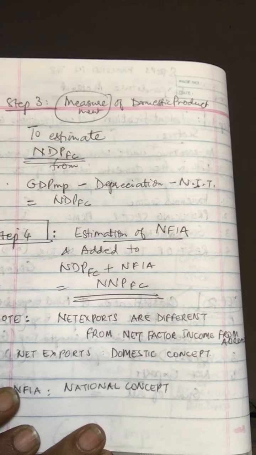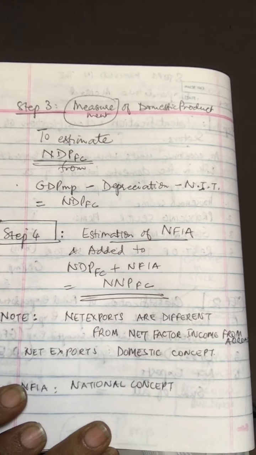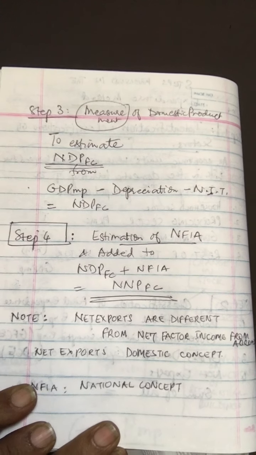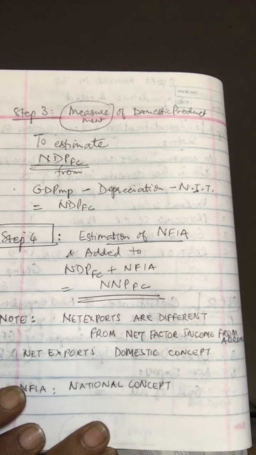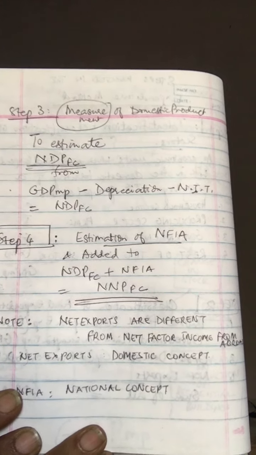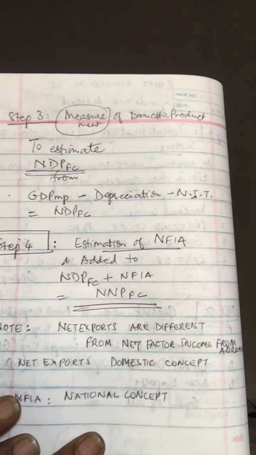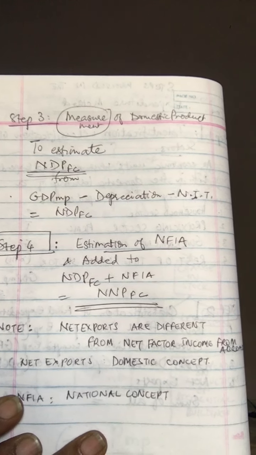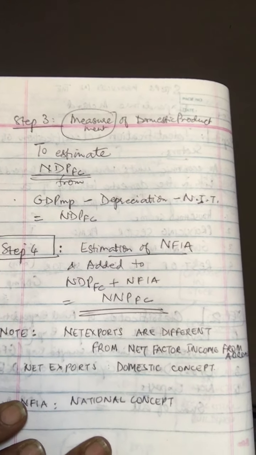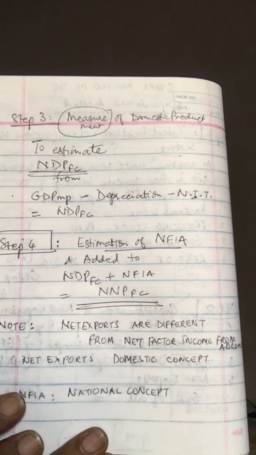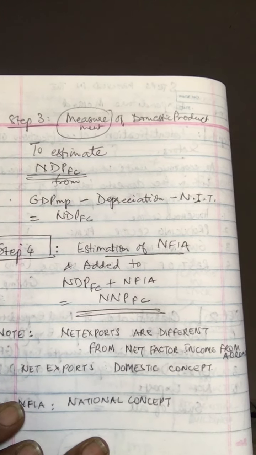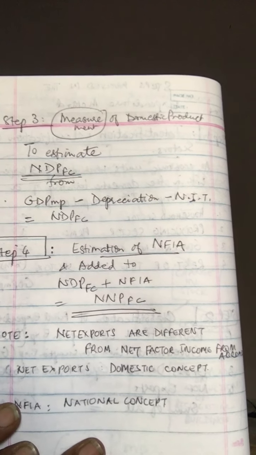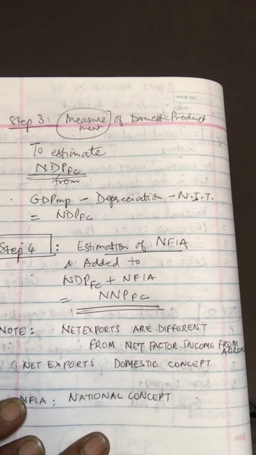And finally, the final step: to the domestic income, we add net factor income from abroad, that is the difference between factor income from abroad and factor income to abroad. Net factor income from abroad is added to NDPFC, and what we get is net national product at factor cost. The other name for it is national income. So that finishes our steps for measuring national income by the expenditure method.